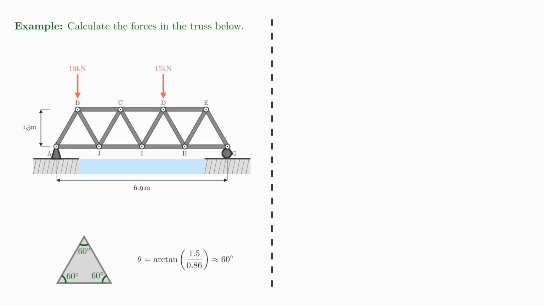The first step is to calculate the support reactions. So looking at the two supports, we need to work out what type of support reactions we're going to have at each of those supports. At support A, this is a pin joint. It allows rotation, but it prevents movement in both the X and the Y directions. Therefore, we're going to have two support reactions, AY and AX.